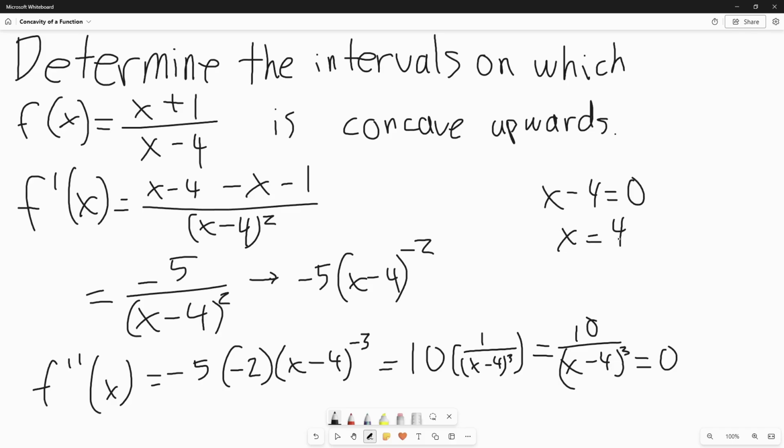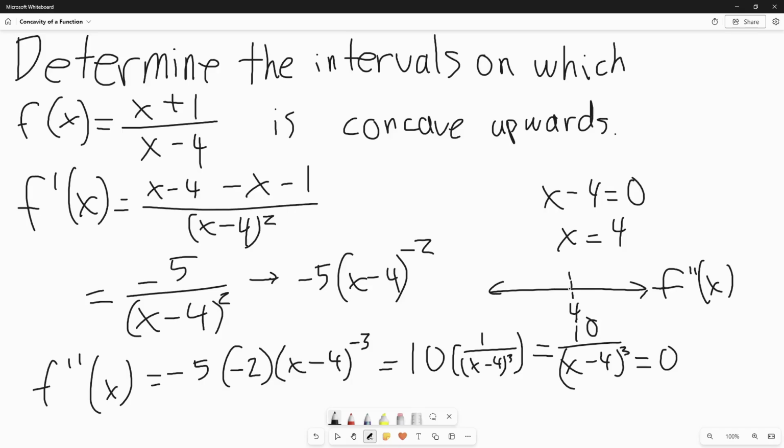So we have our candidate, but this is not actually our point of inflection, because we can notice that in the original function, when x equals 4, it's undefined. So this is one of those cases where this is still where the concavity changes, but it's not our point of inflection. So let's draw our sign diagram for f double prime of x, where x equals 4 right here.